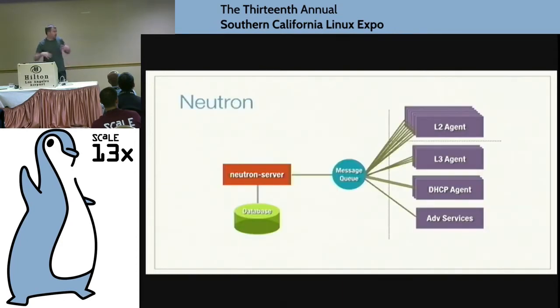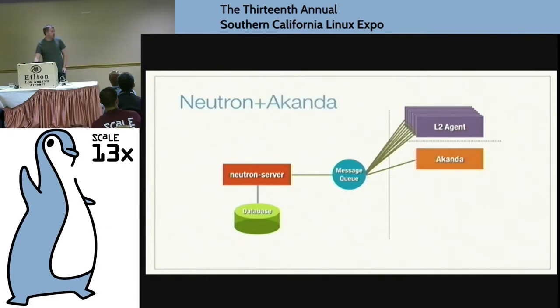Architecturally, this is the same diagram I showed you earlier. In terms of Akanda, what it's essentially doing is running one service which manages the service VMs that provide DHCP, RA, and metadata services, as well as routing.